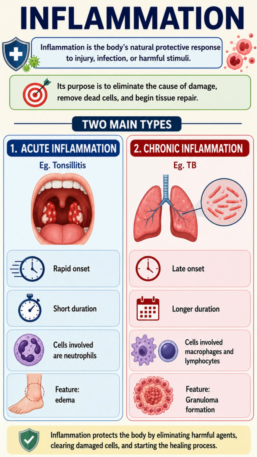Chronic inflammation has a slow or late onset and lasts for a longer duration. A common example is tuberculosis, also known as TB. The main cells involved are macrophages and lymphocytes, and the characteristic feature is granuloma formation.